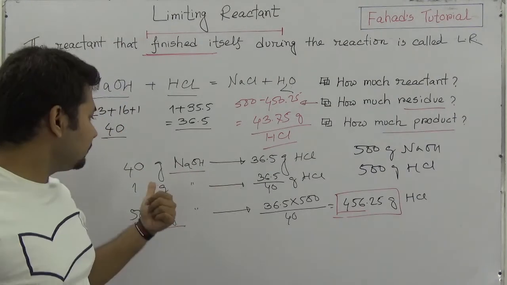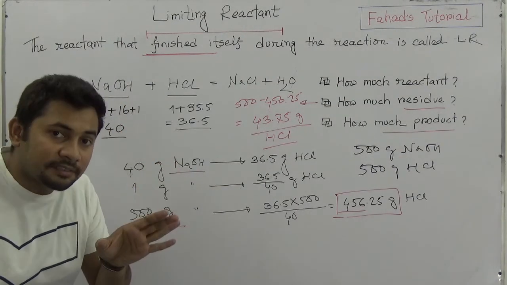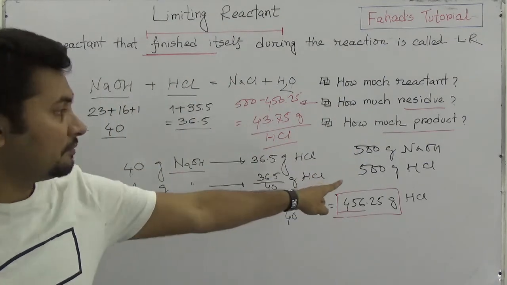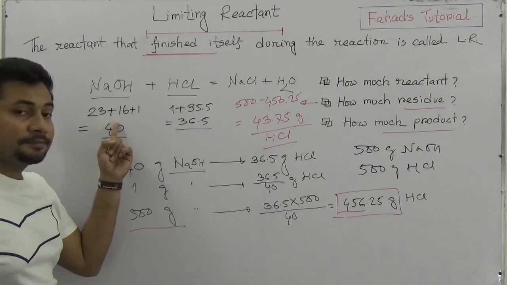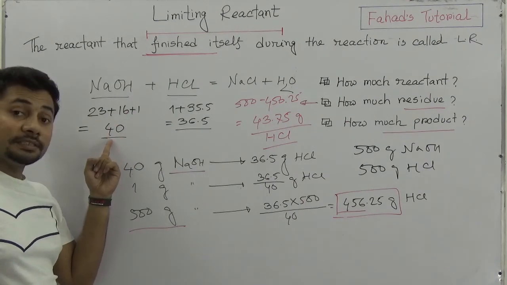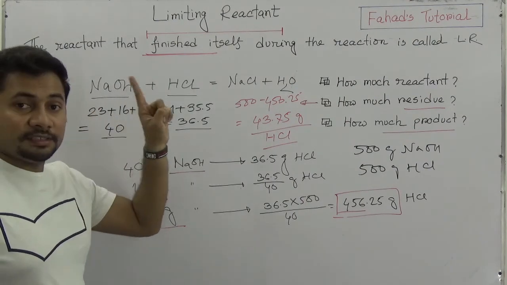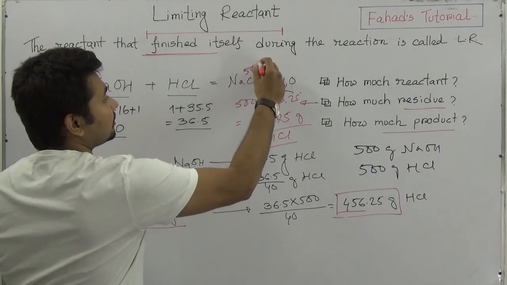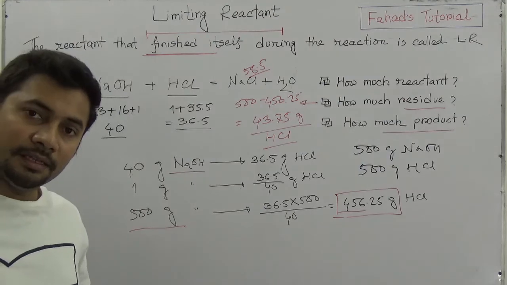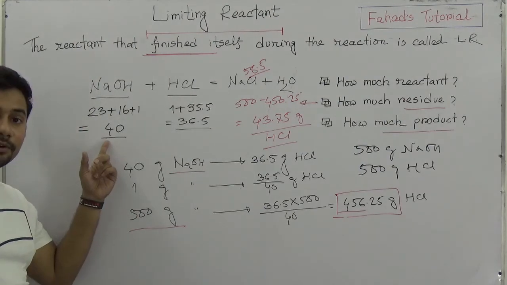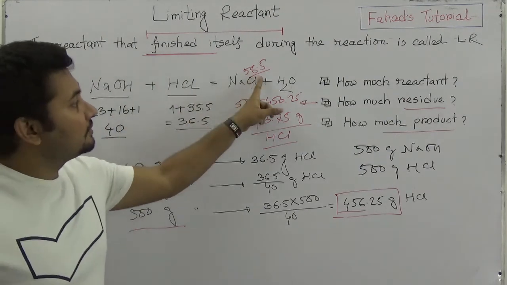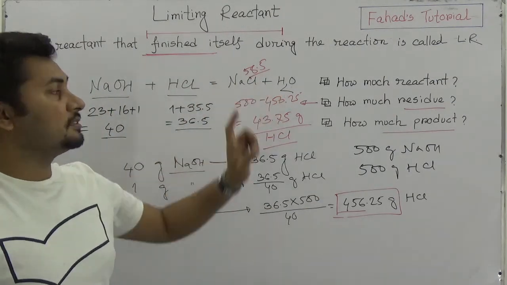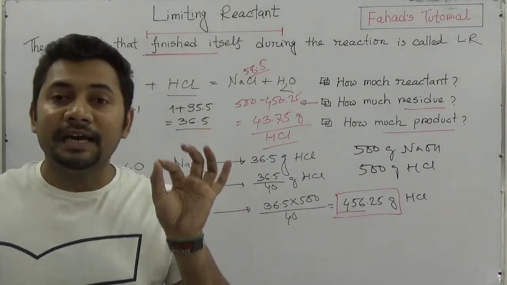And now, as you know that sodium hydroxide is the limiting reactant, if the question is how much salt will be produced from 500 gram, now you think this one. Then you say that 40 gram sodium hydroxide is producing, and we need to think this is 58.5. Then we will say, okay, 40 gram sodium hydroxide will be producing 58.5 gram salt. So 500 gram will be producing how much? That would be the answer.